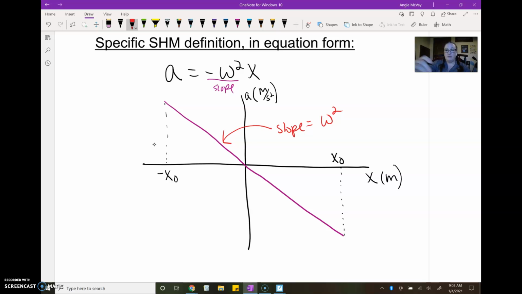Okay. And then remember, again, that omega is the angular frequency, so it's 2 pi over the period, or 2 pi times the frequency, and the units are radians per second. Okay, so oftentimes you can find that slope and a question will ask you to find the period of oscillation of the simple harmonic oscillator.